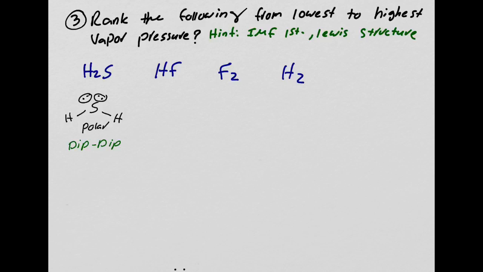Now, I mentioned to you guys before to count hydrogen as a non-metal. Okay? Count hydrogen as a non-metal. Now, also we said everything has London dispersion, because London dispersion is a temporary dipole, and everything could have a temporary dipole. Now here we have HF.